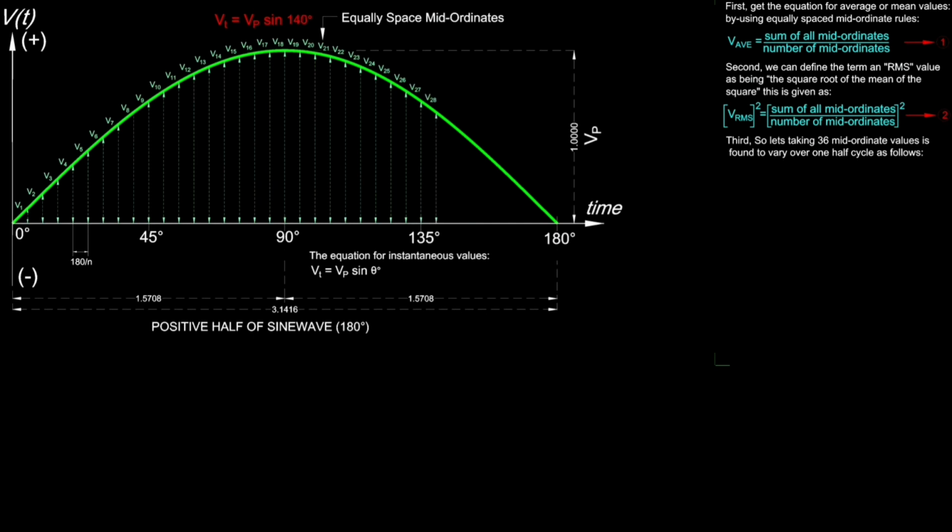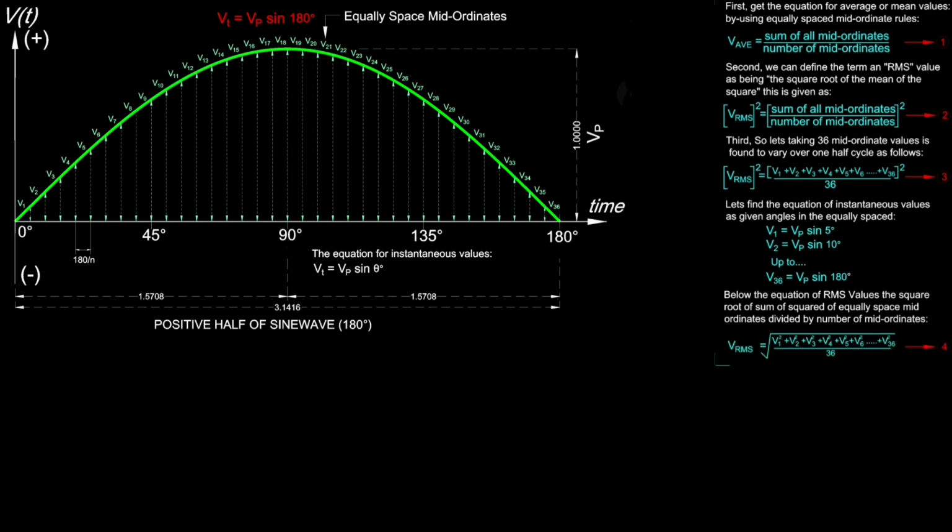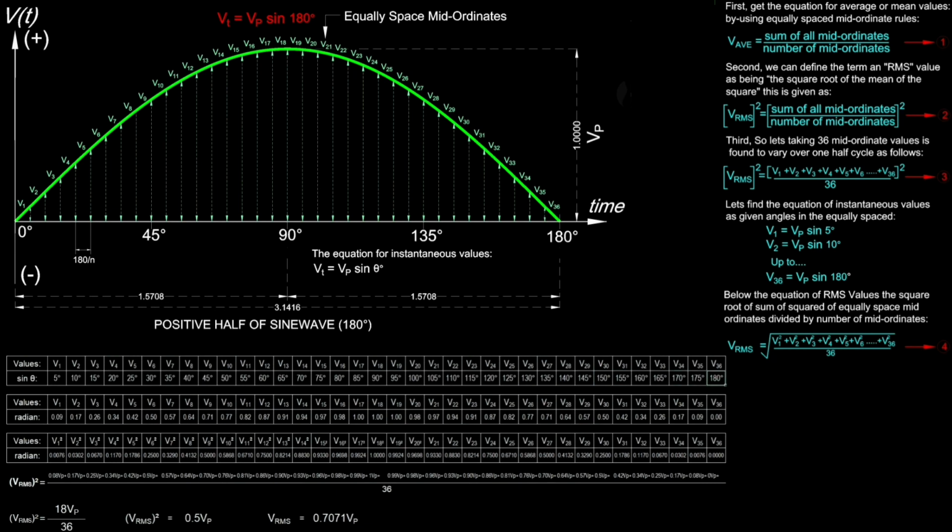Third, let's take 36 mid-ordinate values, found in this sample waveform to vary over one half cycle as follows. Let's find the equation of instantaneous values, as given by the equally spaced angles. V1 equals Vp, the peak voltage, times sine of 5 degrees. V2 equals Vp times sine of 10 degrees, up to V36 equals Vp times sine of 180 degrees. This is the equation of RMS, equal to the square root of the sum of the squared instantaneous values of the mid-ordinates divided by 36, the number of mid-ordinates.